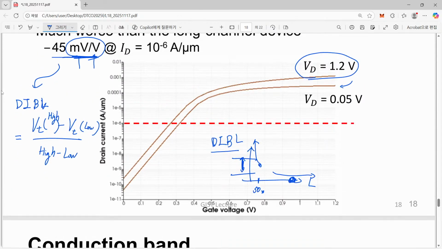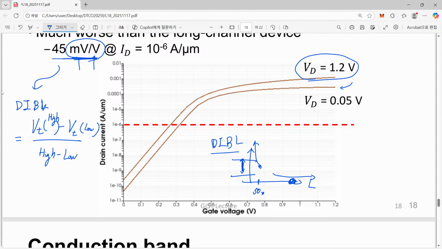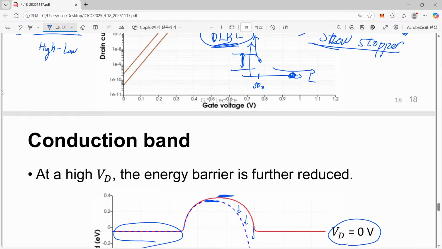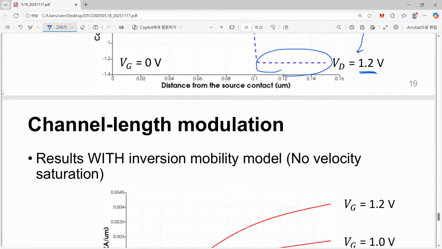So that's the reason why DIBL is regarded as an important short channel effect, and usually we call it the show stopper. What is the show? The show is scaling down. When we are doing the scaling, this show is eventually stopped by this DIBL. So okay, now let's go to the next one.